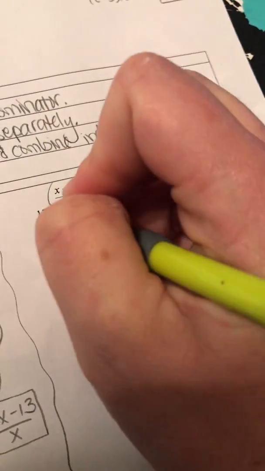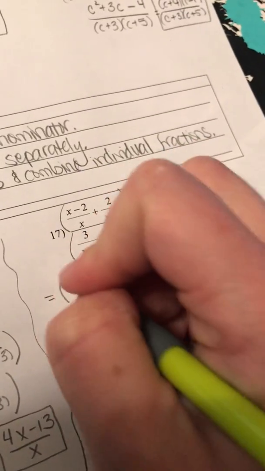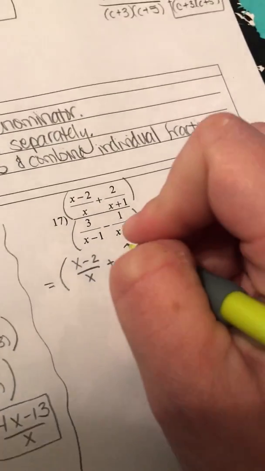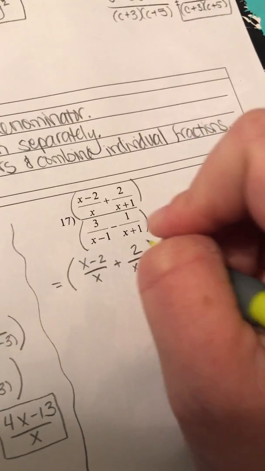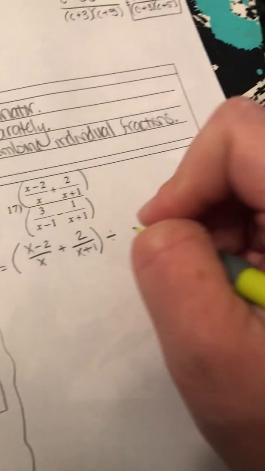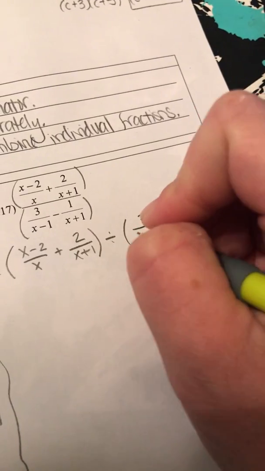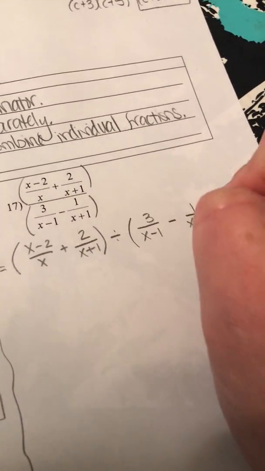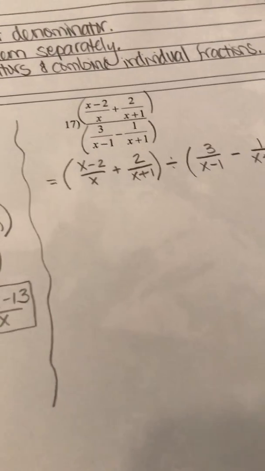Okay, group the top, group the bottom. Write it out. So I have x minus 2 over x plus 2 over x plus 1 being divided by 3 over x minus 1 over x plus 1. Okay, deal with them individually.